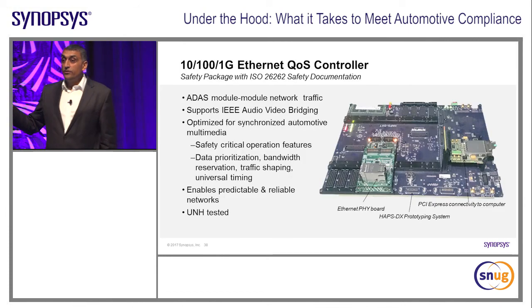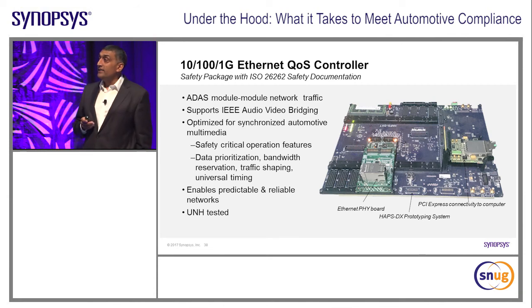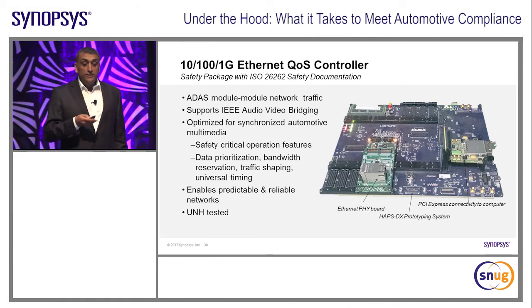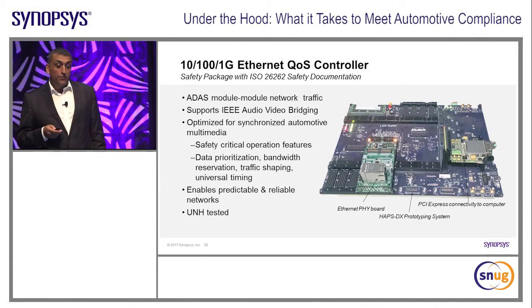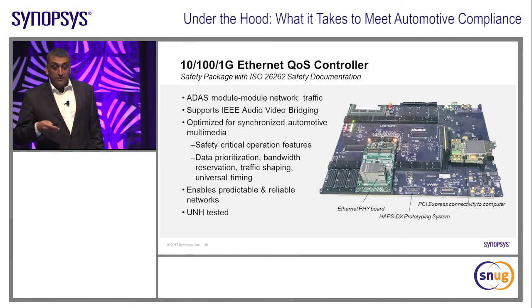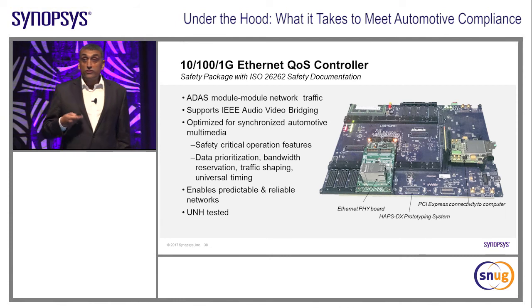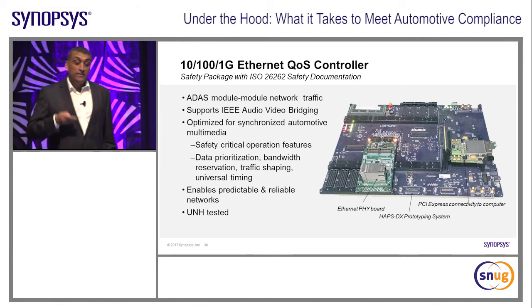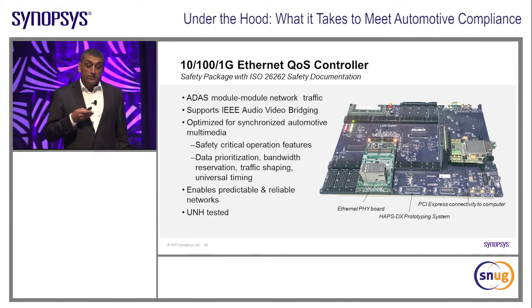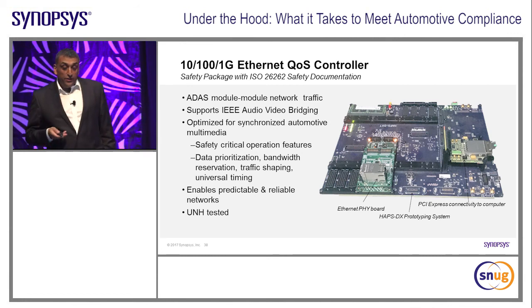Ethernet. Remember at the beginning, I showed you a slide from BMW. They're projecting Ethernet to be a very important connectivity for use in cars. This is the Ethernet controller that we have in my group. And here, it's supporting ADAS. It supports a concept for AVB, audio-video bridging. It also supports TSN, time-sensitive networking. It's optimized for a lot of the automotive multimedia requirements. It has safety-critical features. And it's been tested with UNH.